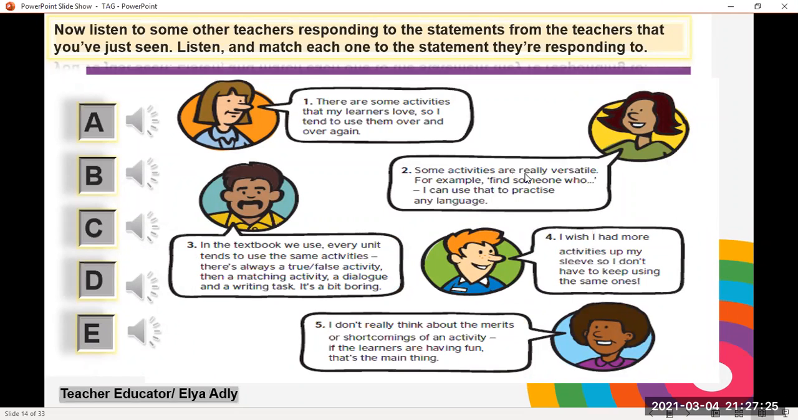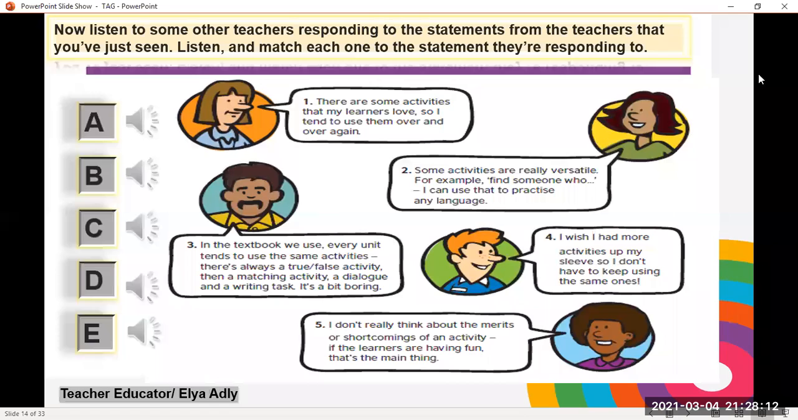Now listen to some other teachers responding to the statements from the teachers that you have just seen. Listen and match each one to the statement they are responding to. So the first one, A, B, C, D, E. You will listen to these other teachers that comment on each one, and each one from A to E has a certain opinion that suits one of these 5 teachers. Okay, so we will listen to A and try to match it to one of these teachers.